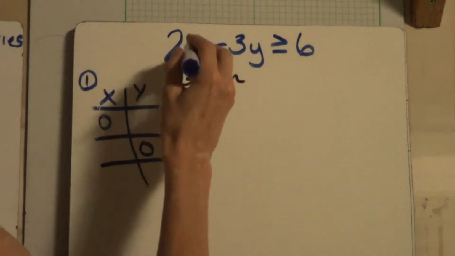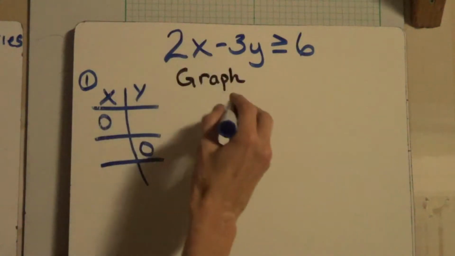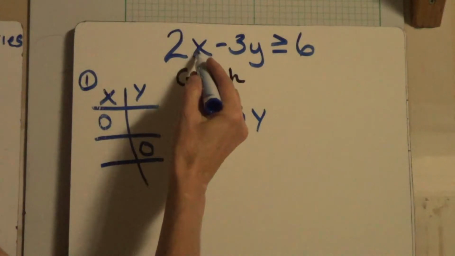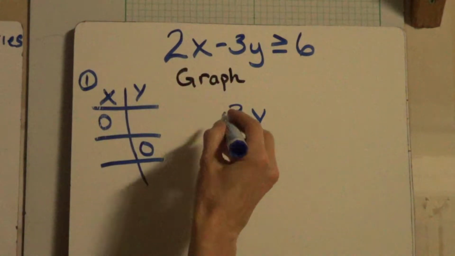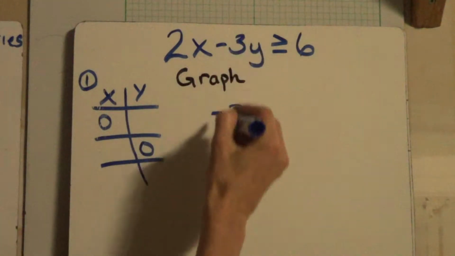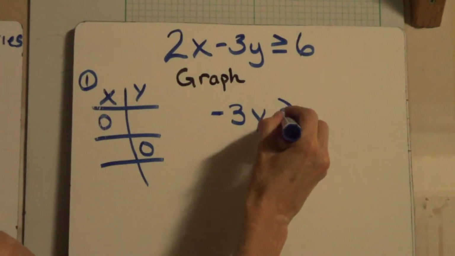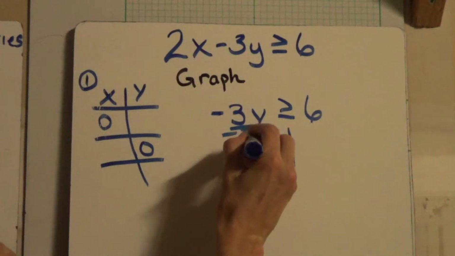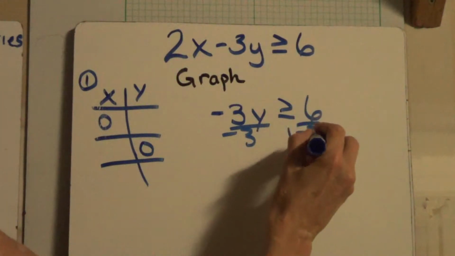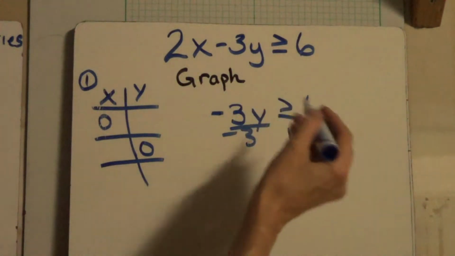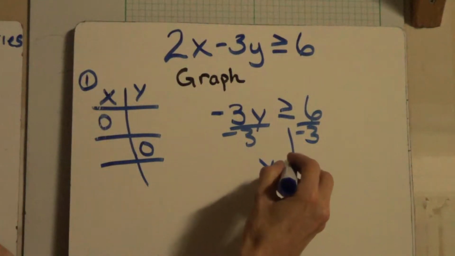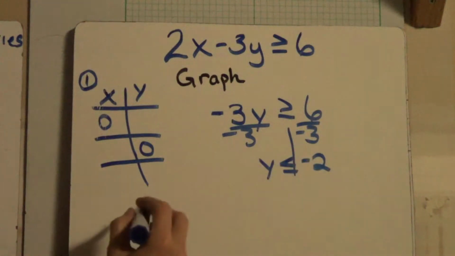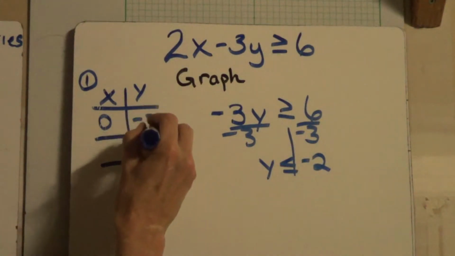So let's plug in when x is 0. We know that it wipes out that. So we have 3y because x being 0, 2 times 0 is nothing. So we have the negative 3y, don't forget the negative, is greater than or equal to 6. Divide by the negative 3. Now remember, when you're dividing an inequality by a negative, you flip the sign, so we have y is less than or equal to negative 2. Okay, we'll put negative 2 in there.